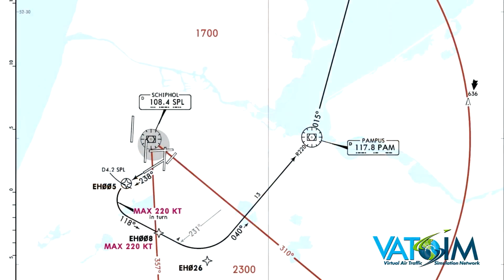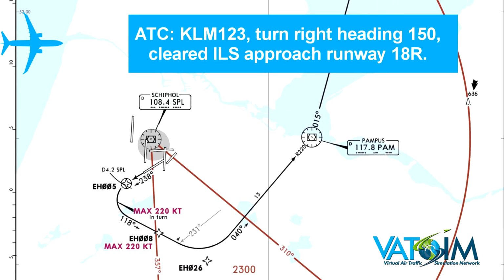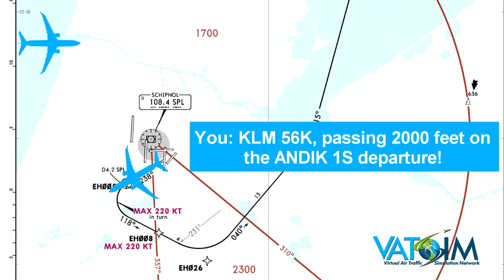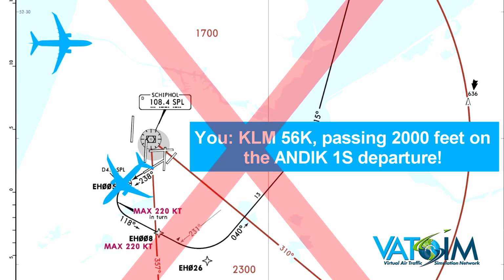Now, let's say, for example, the departure control is also an approach controller, and he's dealing with some traffic that's entering the ILS of runway 18 right. Now, when you switch frequencies, you might hear something like: Kilo 123, turn right heading 150, cleared ILS approach, runway 18 right. Now, if you hear that, you should not immediately jump in. You should not say, hey, KLM 56 kilo, passing 2,000 feet on the OnDeck 1 Sierra departure. That's not the way it works.